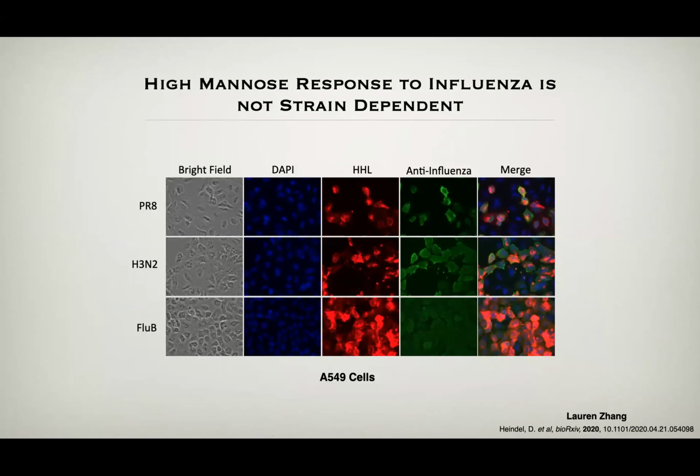And it's not strain dependent. So here's PR8, which is an H1N1. Here's H3N2, which is a different strain of influenza. Both of these are flu A, and here's a flu B. In all cases, we see this high-mannose response.